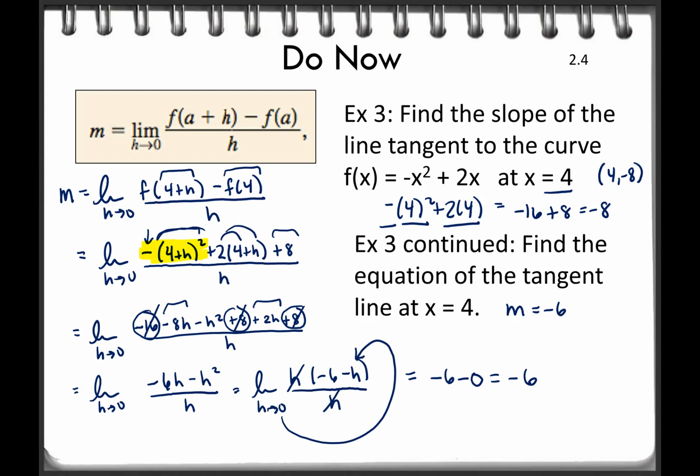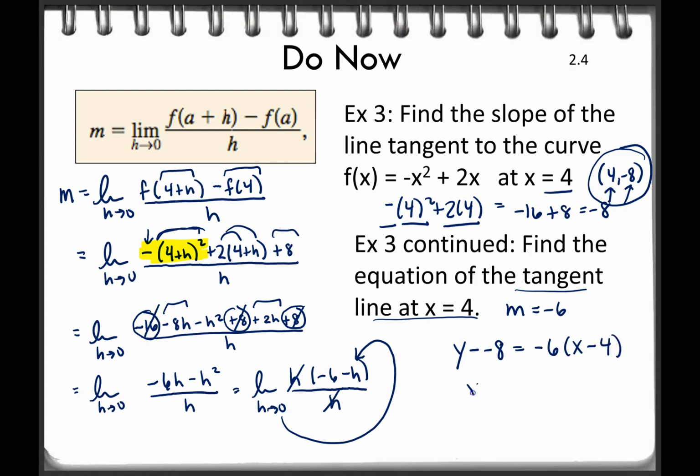Well, I need to find the tangent line at x equals 4. So remember, my coordinate is right here. So to write that equation, I'm going to have y minus my y1, which is minus 8, equals my slope of negative 6 times x minus my x1 is 4. And of course, we should write this as y plus 8 equals negative 6, x minus 4.